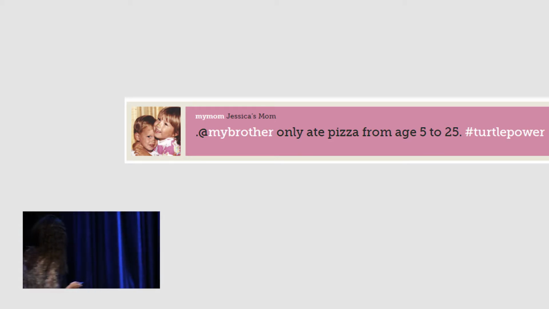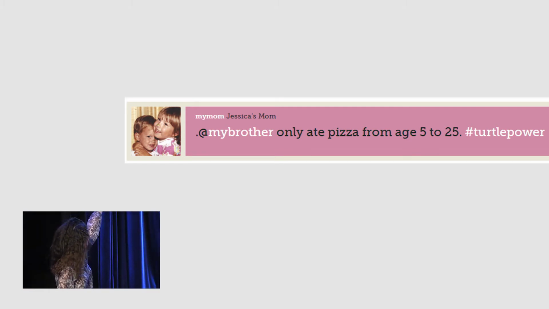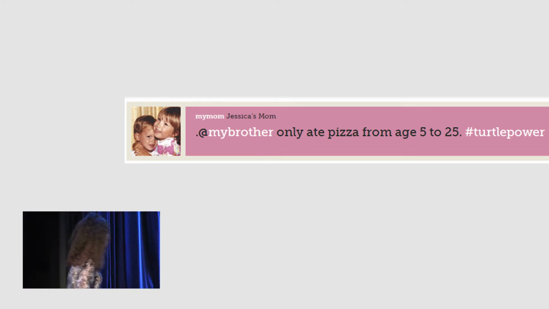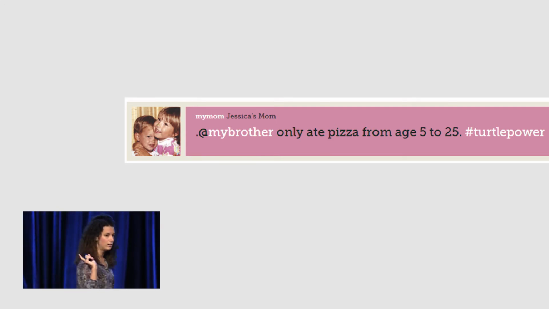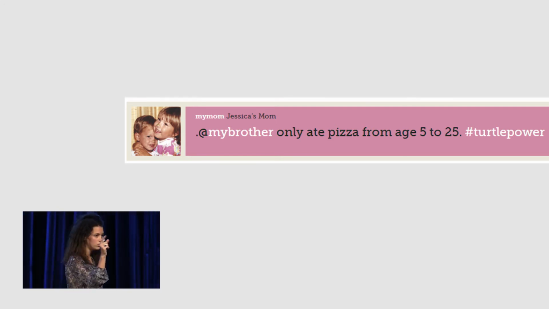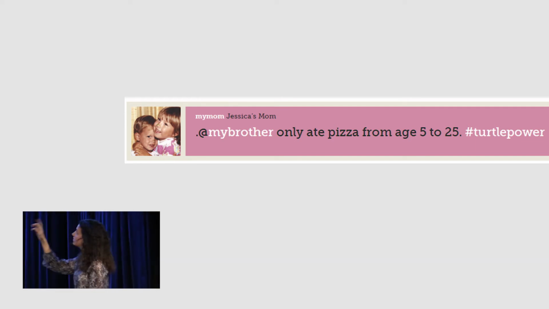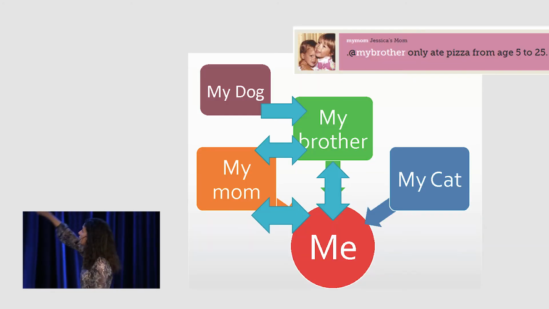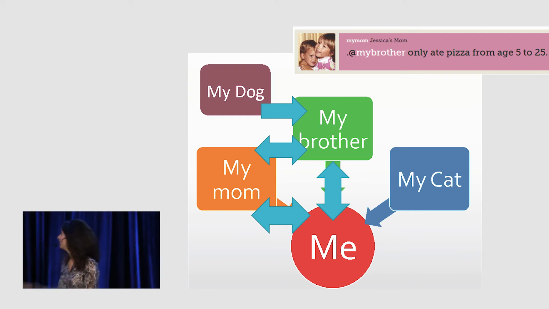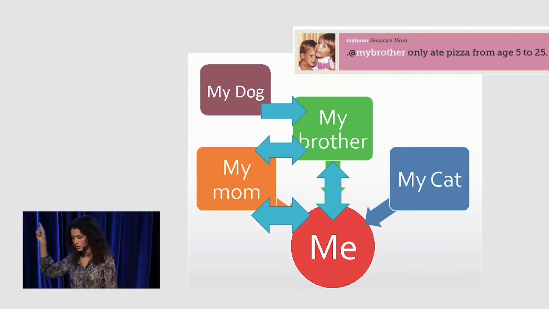Now, if you want to get that @ but start the tweet, what you can do is do what my mom did, which is dot and my brother only ate pizza from age 5 to 55. That's a cheat, right? You'll find a lot of people, you'll see dots at the front of tweets and you don't know why. That's to try and get the same thing as that. So everyone who follows my mom will see it. It doesn't matter that my brother's at the start because she put a dot.